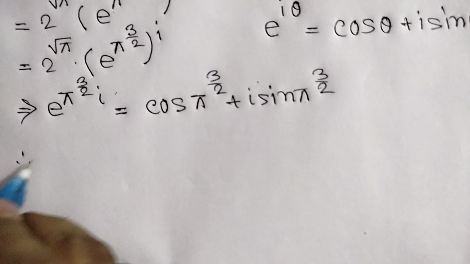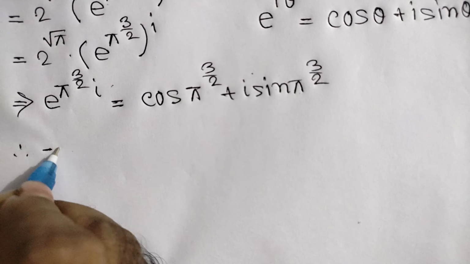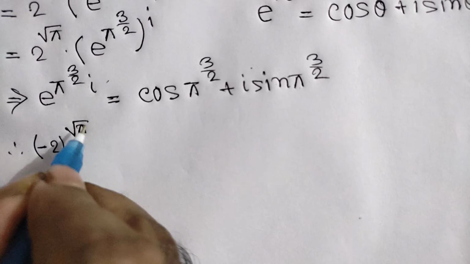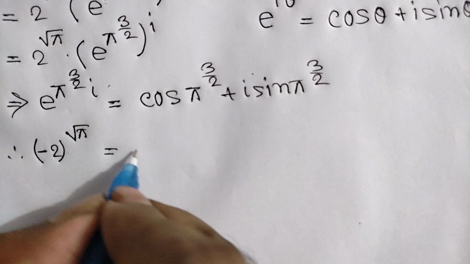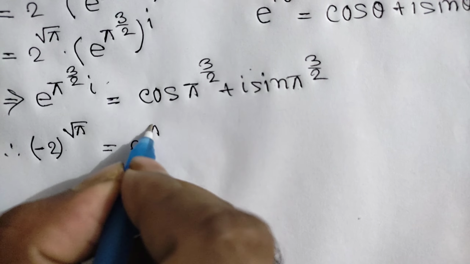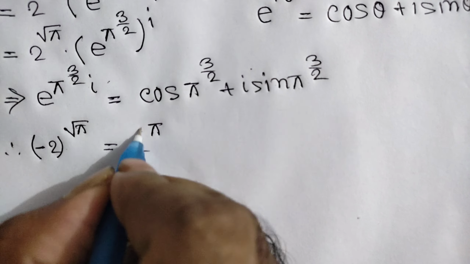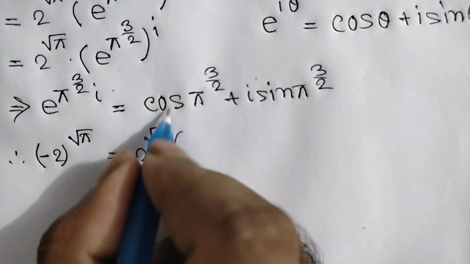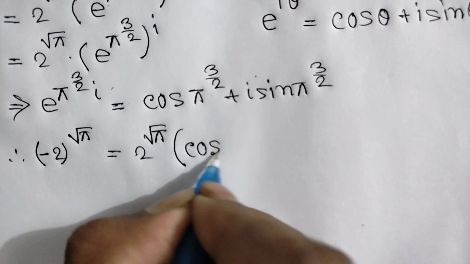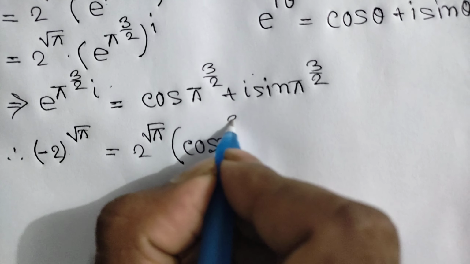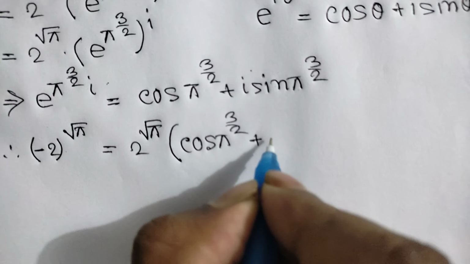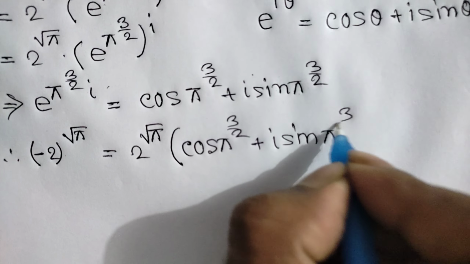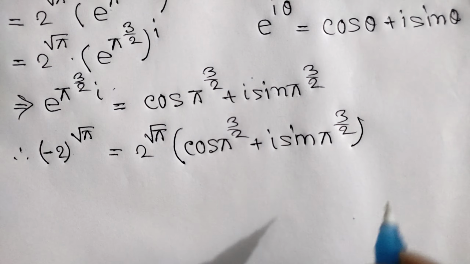So finally the value of (-2)^√π is equal to 2^√π times (cos π^(3/2) + i sin π^(3/2)), and it is our final answer.